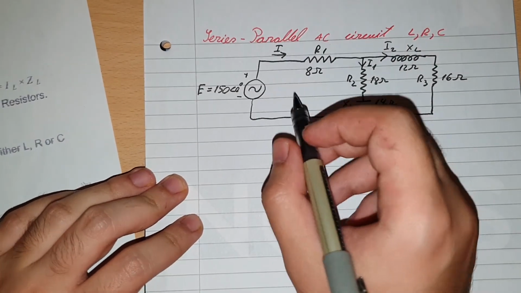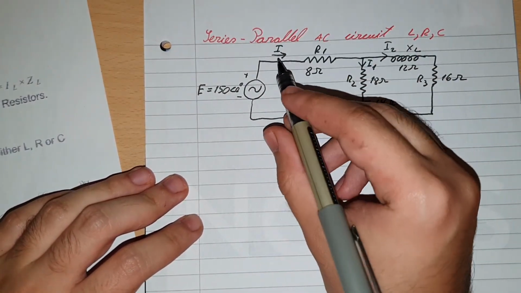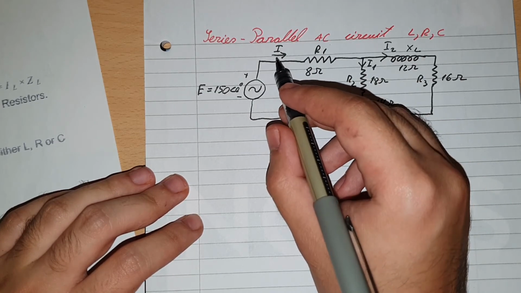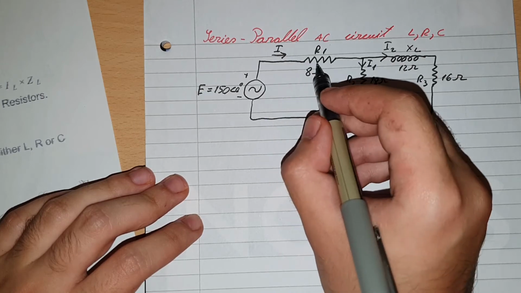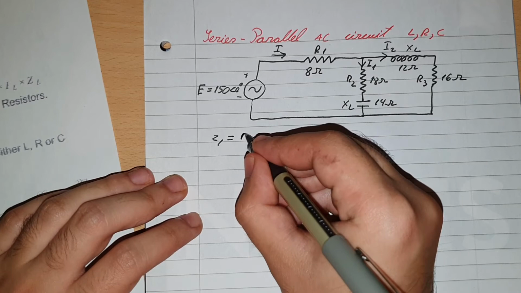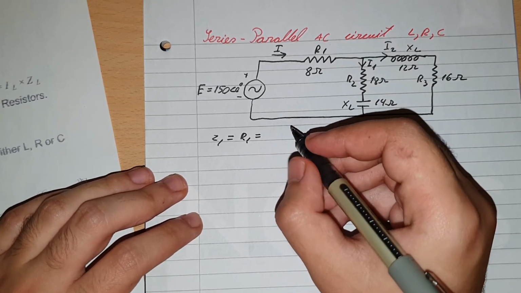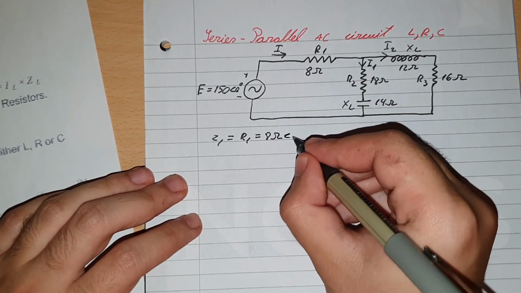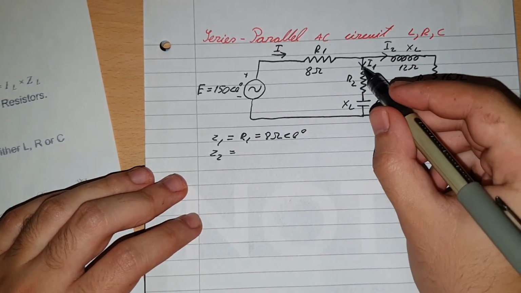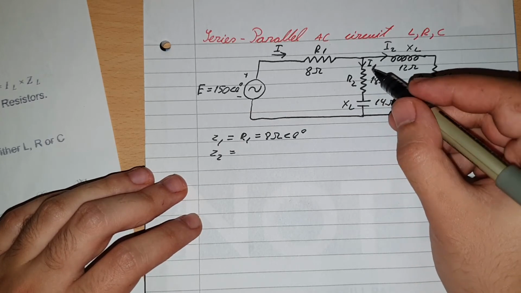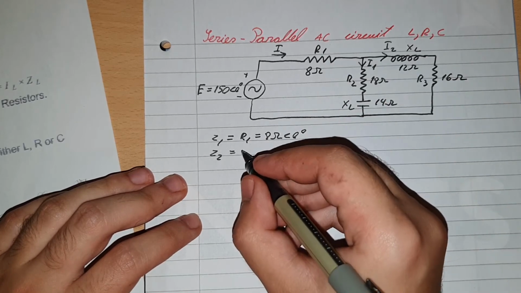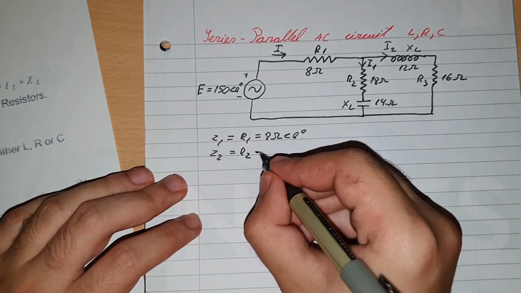So again, we apply the same method like we applied to the previous one. What current goes through I total? Through what components goes the current? It goes through R1 and it splits in two. So I can say that Z1 is equal with R1, and that will be equal with 8 ohms at an angle of 0 degrees. And then Z2: let's say this is current here, but it goes through R2 and it goes through XC. So Z2 is equal with R2 minus XC.